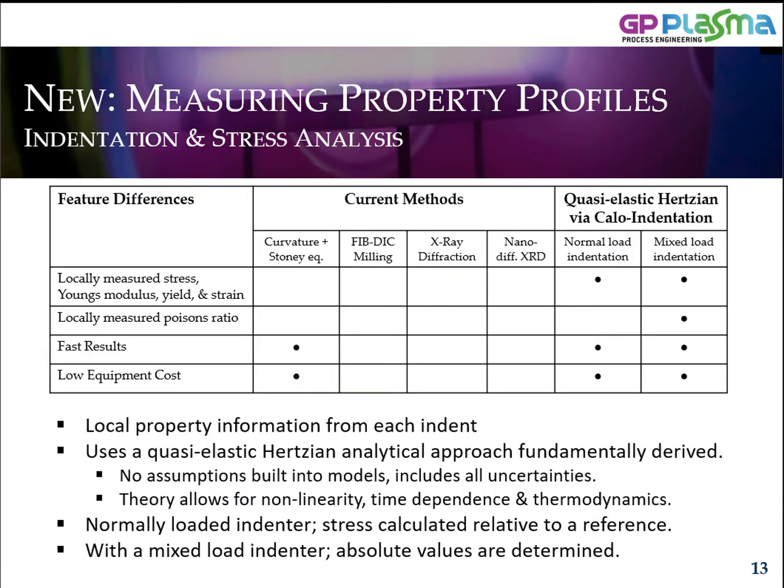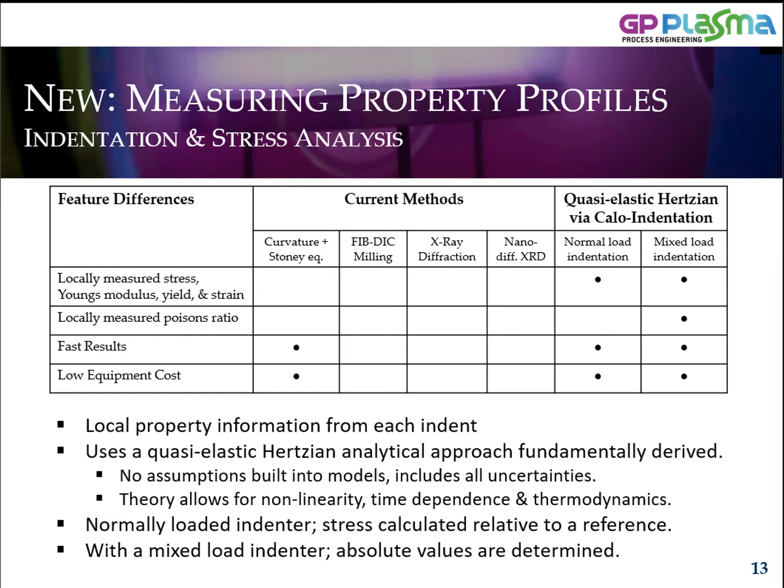So in summary, the key features that are different from other methods such as FIB DIC milling, X-ray diffraction or nano XRD diffraction, are predominantly low cost and industrial accessibility. So then it's just a matter of leveraging this software to extract this information in-house, keep your IP in-house, and do a much faster turnaround time on your design optimization cycles.